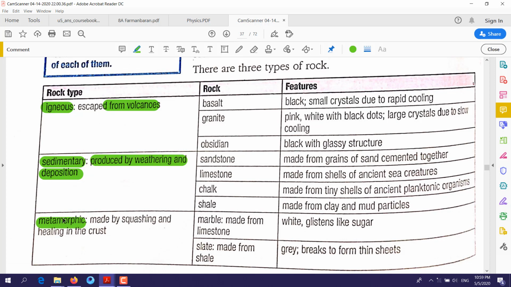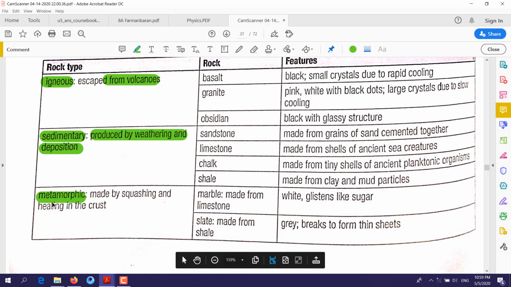Then the third type of rocks we call metamorphic. What's metamorphic? When you have igneous rocks or sedimentary rocks under high pressure and temperature, what will happen? These rocks will turn into a new kind of rock. We call it metamorphic rocks. So metamorphic rocks are made by squashing and heating in the crust.